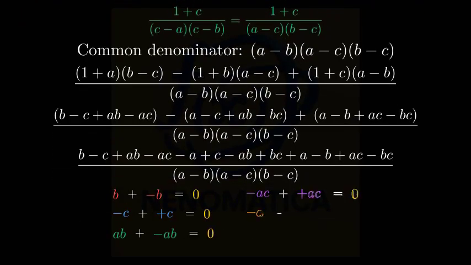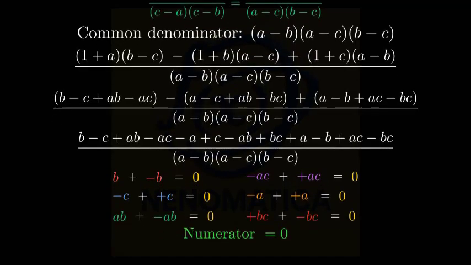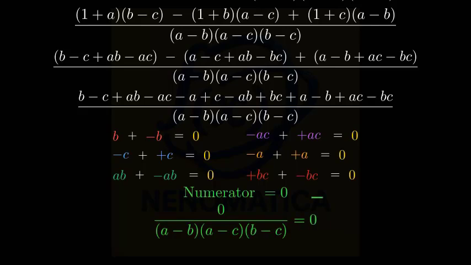We will now pair opposite terms to visualize cancellation. Each pair sums to 0, so the entire numerator is 0. Therefore, the whole fraction equals 0 divided by the common denominator, which is 0. So the expression simplifies to 0.